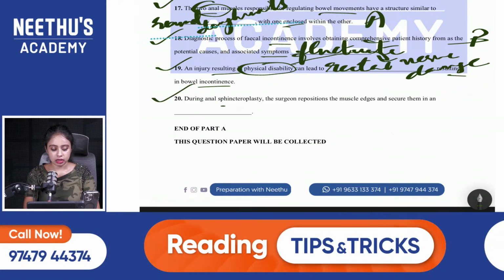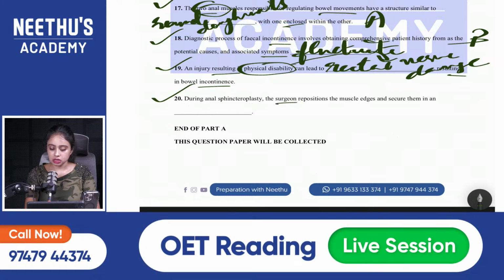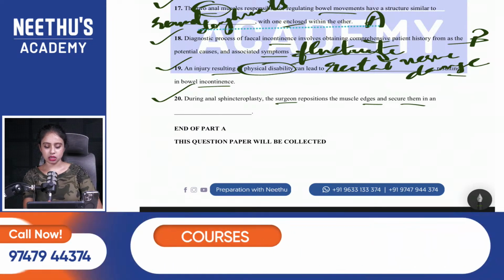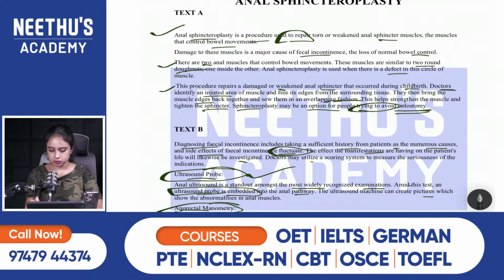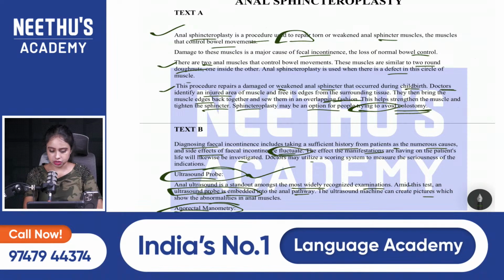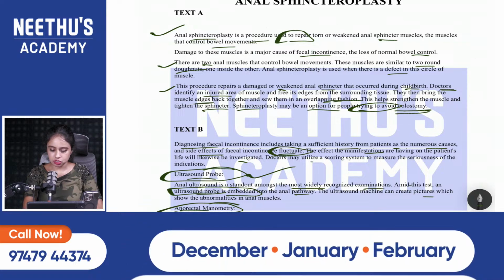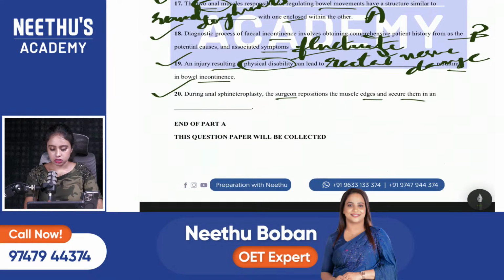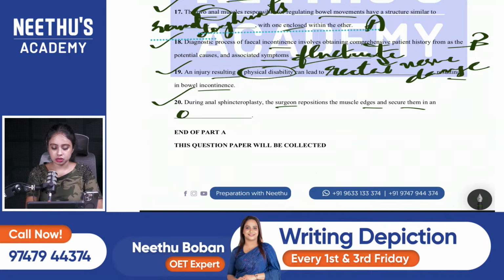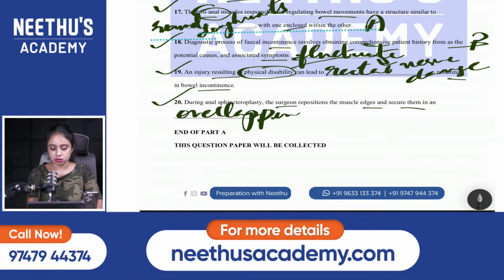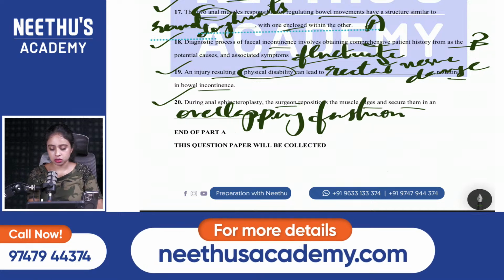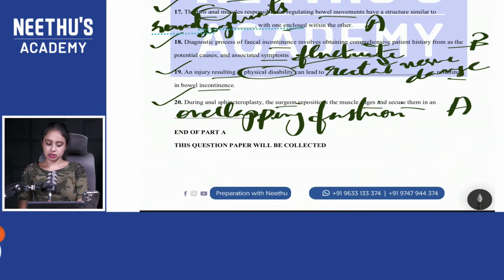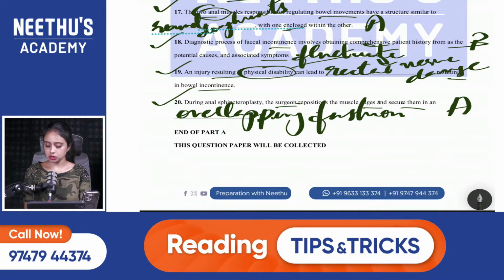The last one. During anal sphincteroplasty, the surgeon repositions the muscle edges and secures them in an dash. How do they secure it? I think again it is from text A. Somewhere here: then they bring the muscle edges back together and sew them in an overlapping fashion. So the word "in an" is already there, so you can write overlapping fashion. That is the right answer from text A. Yes Anu, right answer. Only Anu got the right answer, right? Anyway, that's all about that.